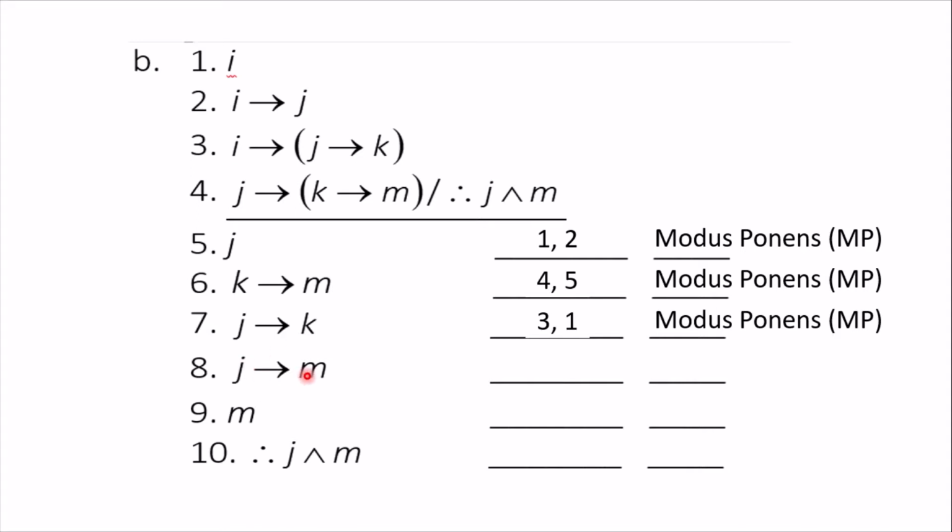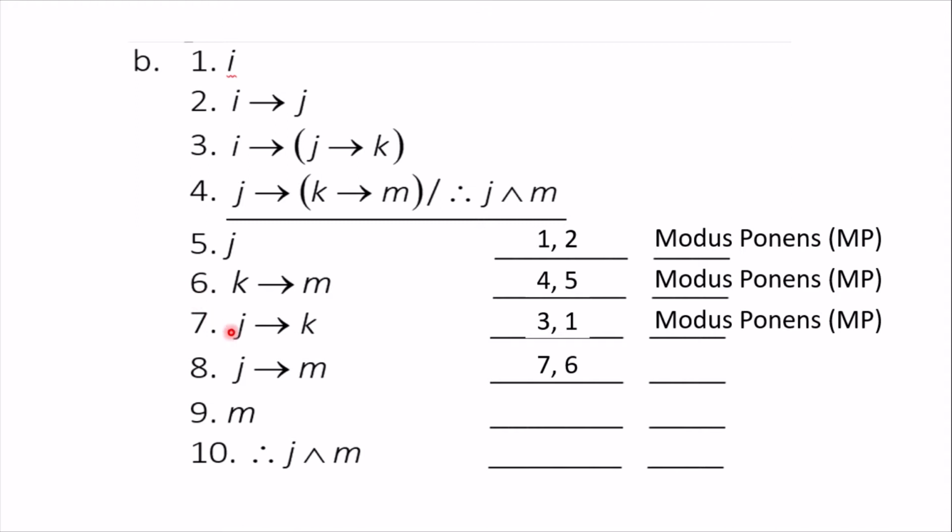Next, J implies M. So, wala nang J implies M dito, right? Pero, using 6 and 7, take note of this, yung antecedent ng conditional statement na to is the consequence ng conditional statement na number 7. So, since parehas sila na K, then we can come up with J implies M. Okay? So, that's 7 and 6.